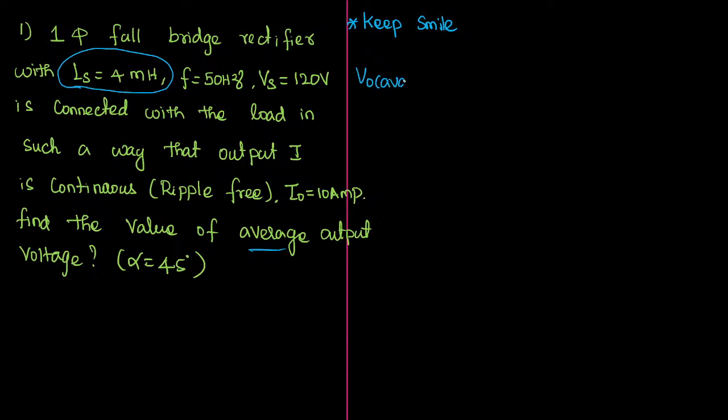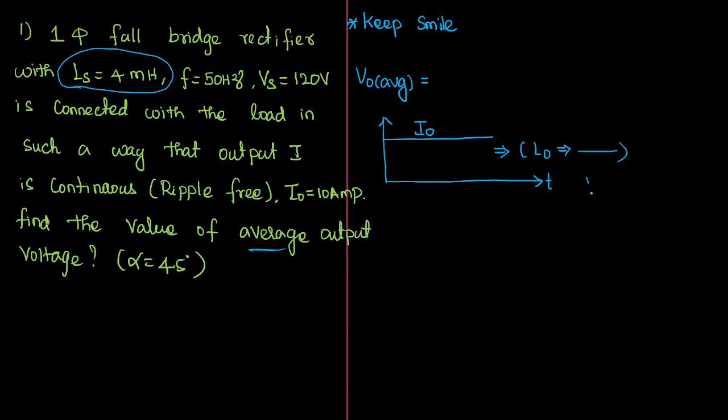V naught average for a single phase full bridge rectifier when the output current is continuous. First, let me write down the formula for the V naught average when the output current becomes continuous, ripple free. You all know the meaning of continuous conduction. When the output current becomes continuous with respect to time, it means we have connected some kind of inductance at the output side. Output inductance will take the responsibility to produce the ripple free current.